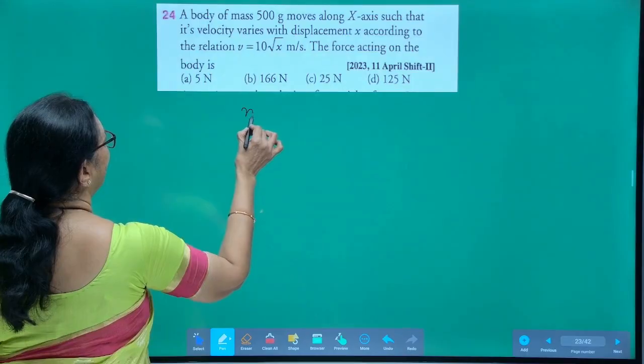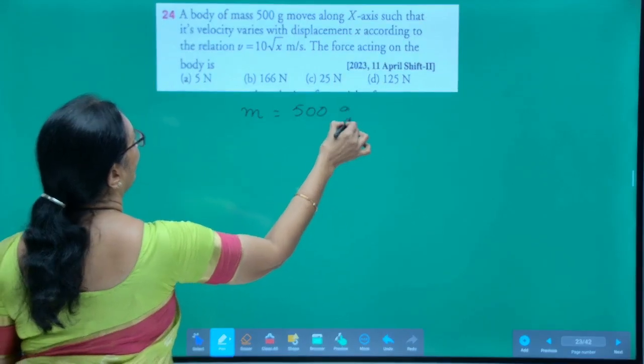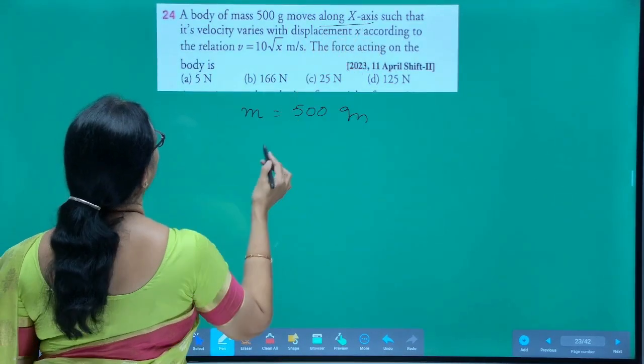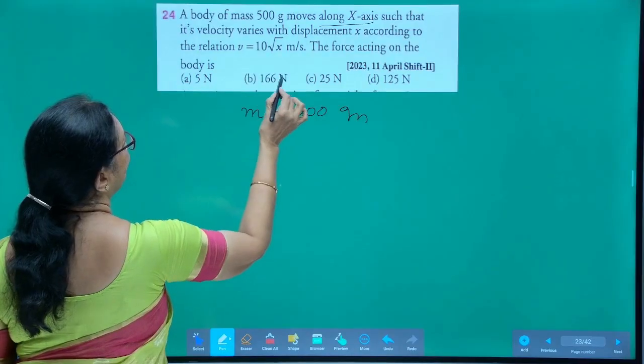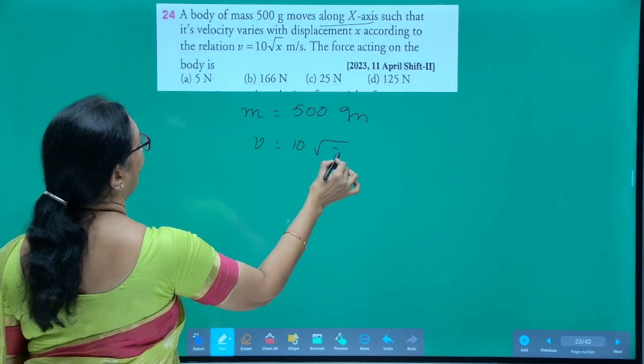A body of mass 500 grams moves along x-axis such that its velocity varies with displacement as v is equal to 10 root x.